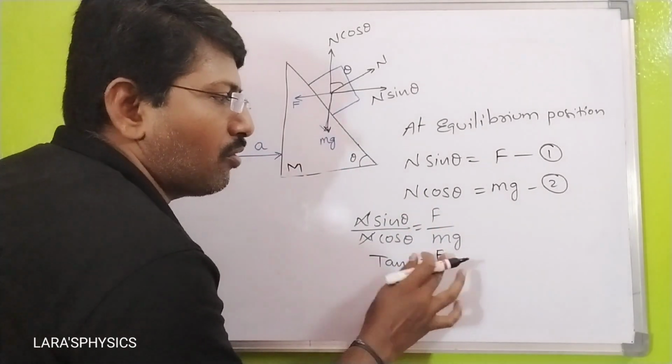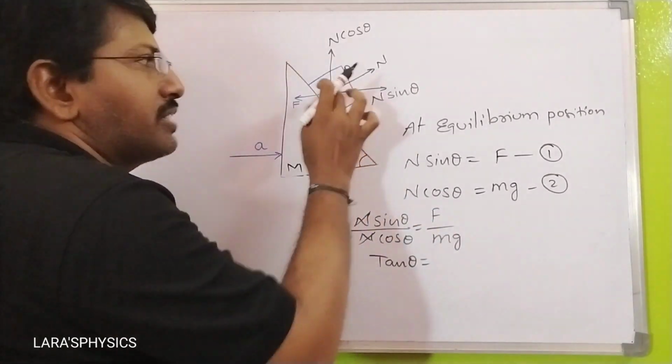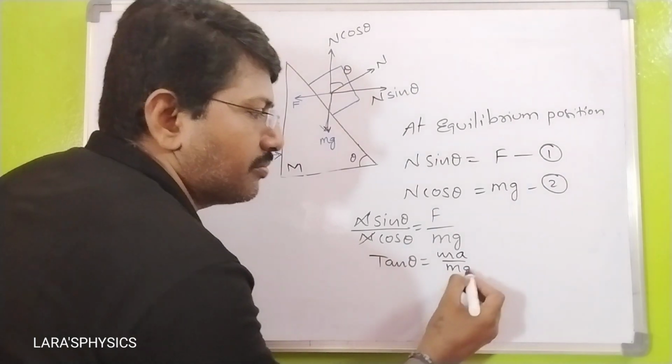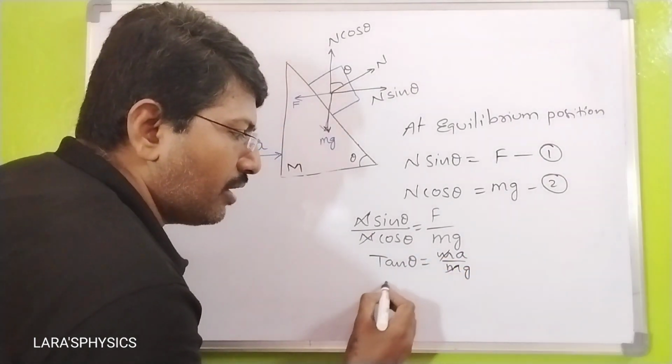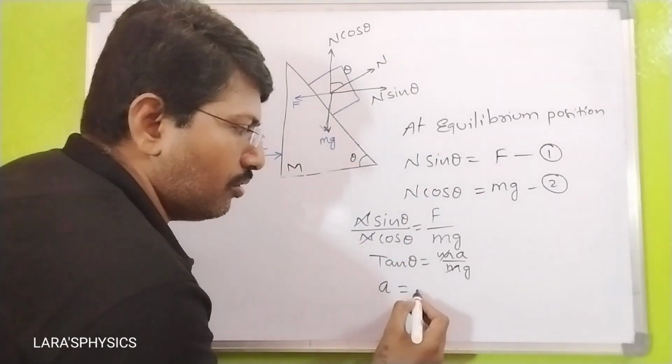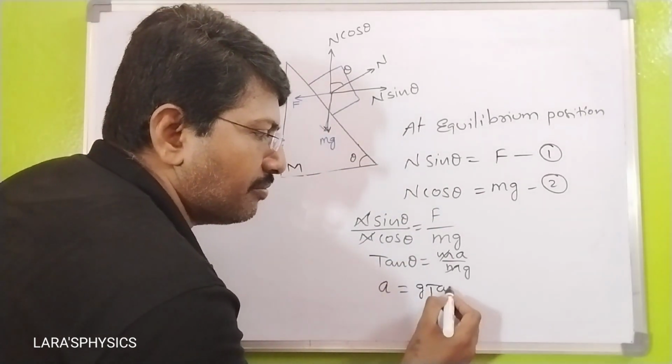Force F is equal to ma. So how much force is acting here? tan theta is equal to ma by mg. So m cancels. Here the acceleration of the entire system, A, is equal to g tan theta.